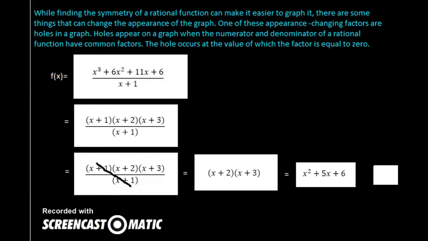After factoring the numerator and denominator, you can see that both have a common factor of x plus 1. After canceling x plus 1 from both the numerator and denominator, the equation left is x plus 2 times x plus 3, also known as x squared plus 5x plus 6. This function shows that there is a hole occurring at x equals negative 1 because that is a common factor between both the numerator and denominator.